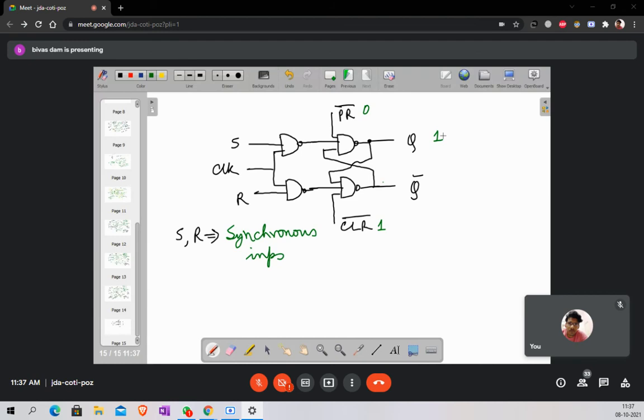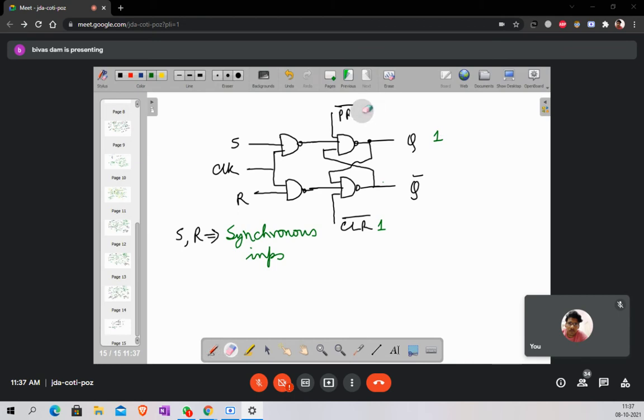And is this setting of the memory output coming in synchronism with the clock? No, sir. So let the clock be of any level, 0 or 1, it does not matter. As soon as my PR bar becomes 0, Q has got to be 1. So is the PR bar operating in synchronism with the clock? No, sir. Right. So this is one observation.